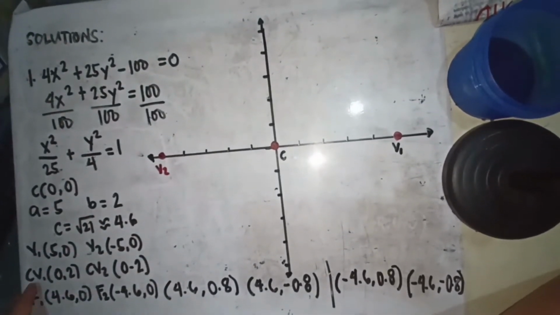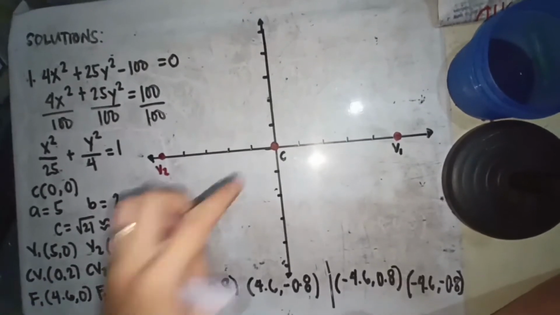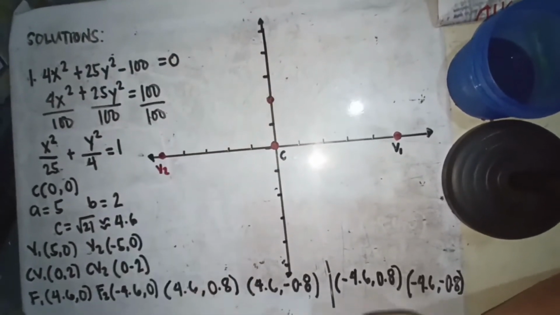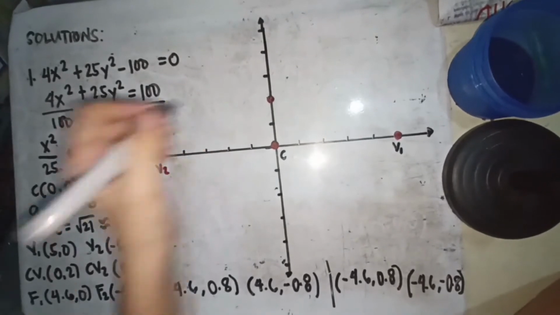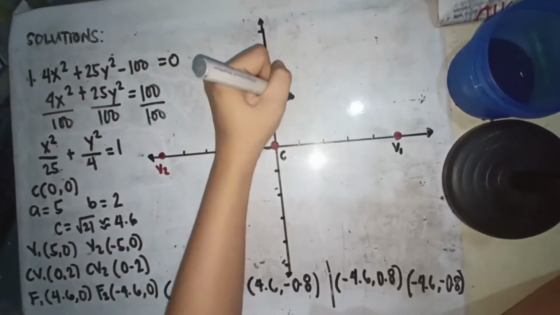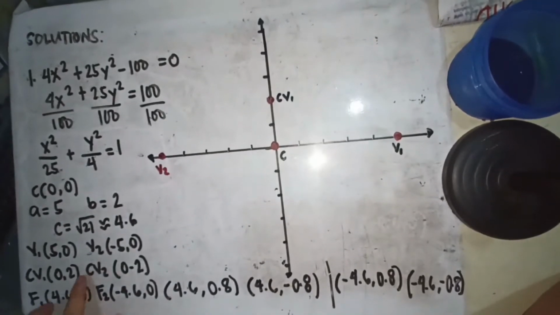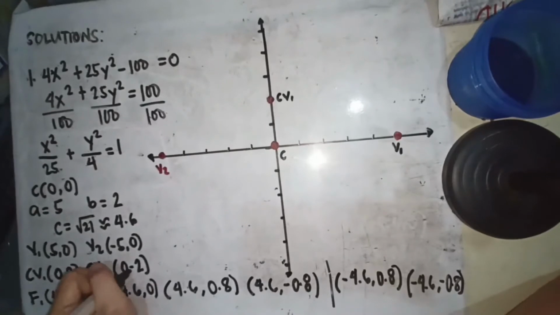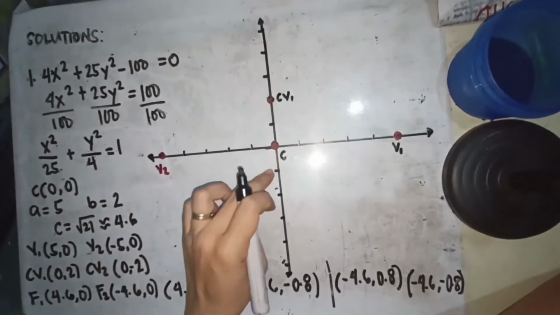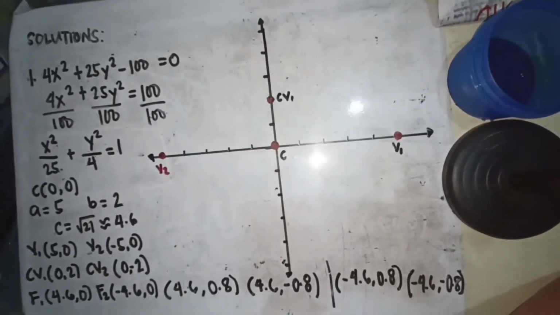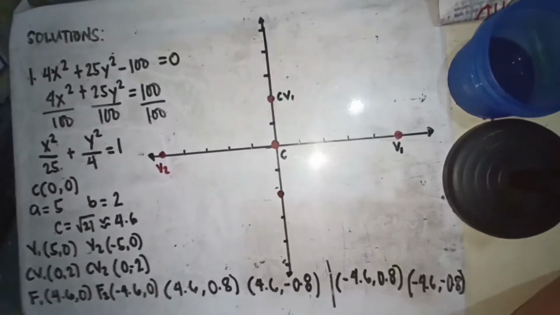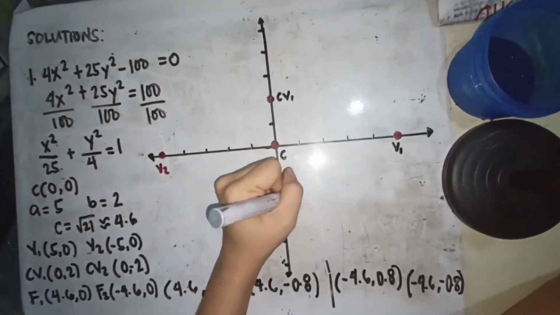We also have our co-vertex, which is located at 0 and 2. So 0 and 1, 2, this is CV sub 1. We also have our CV sub 2, co-vertex 2. We have 0 and negative 2. So 0 and 1, 2, negative 2. This is CV sub 2.